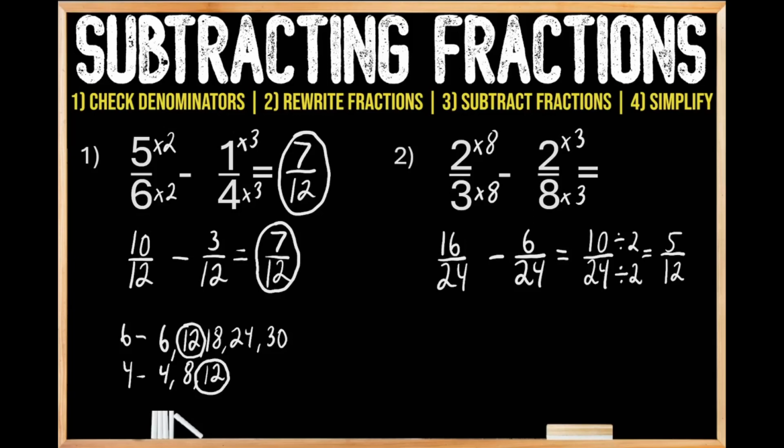And since there's no common factor between both 5 and 12 other than 1, we're done. We've rewritten this fraction in its lowest possible terms. So when we subtract 2/8 from 2/3, we get the fraction of 5/12 when written in its lowest possible terms.